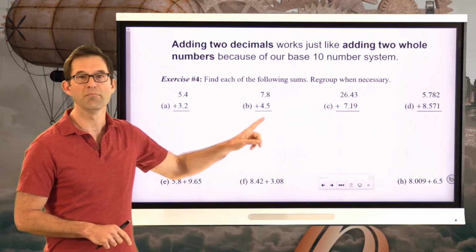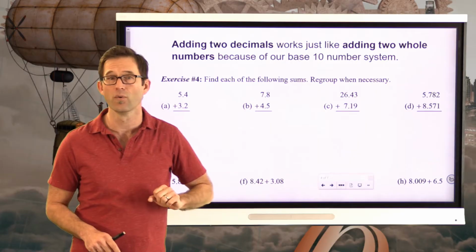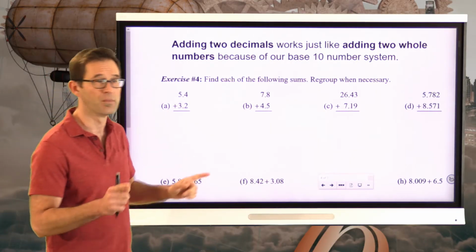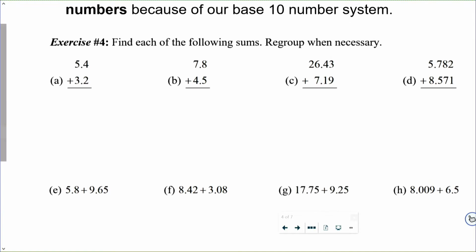Maybe we'll do A, B, and down here E and F together, and then we'll leave you the other 4 to do on your own, and then we'll revisit them. Let's go to A. So 5.4 plus 3.2, we essentially want to do this like 54 plus 32, right? We're just going to drop that decimal point down. 4 plus 2 is 6, 5 plus 3 is 8, and our answer is simply 8.6.